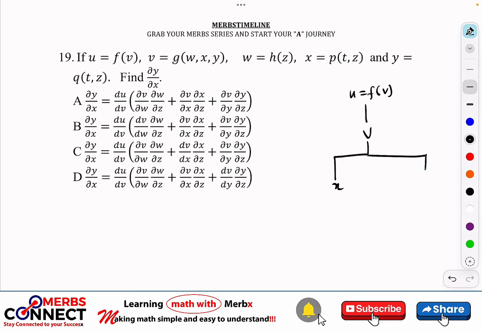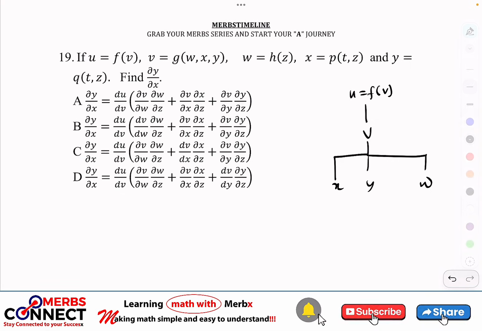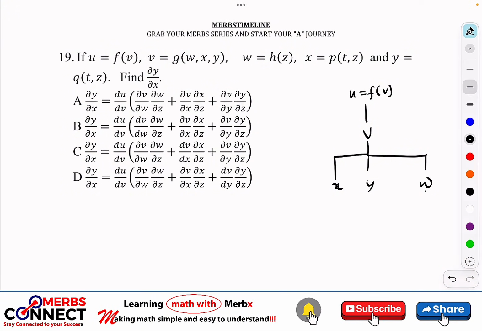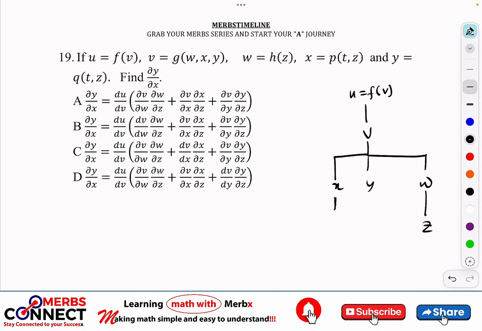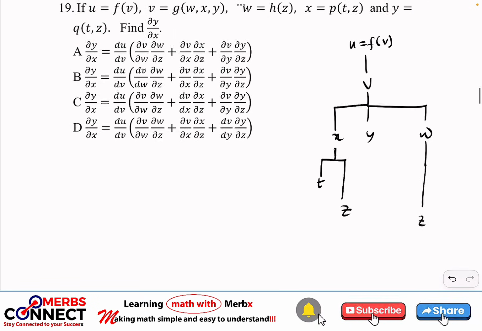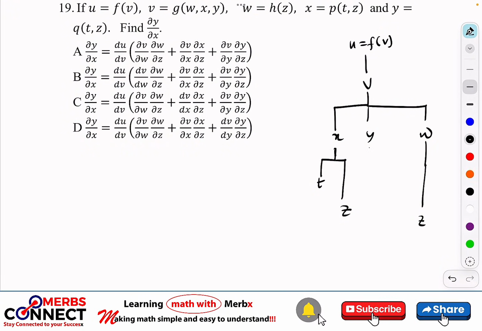X, let me just do it, x, y, w. And then w depends on z. So this w guy just depends on z. And x depends on t and z. So this guy depends on t and depends on z. And y depends on t and z. So y also depends on t and also depends on z. This is beautiful.